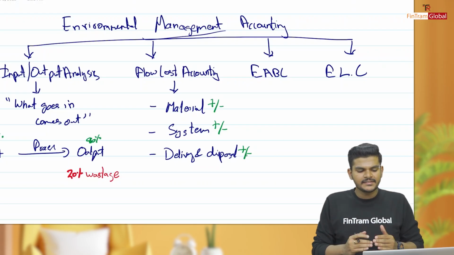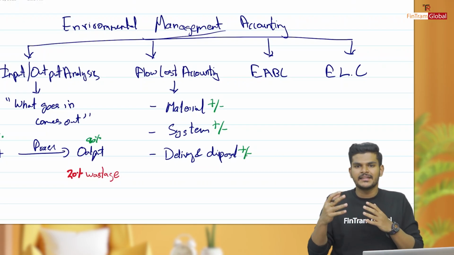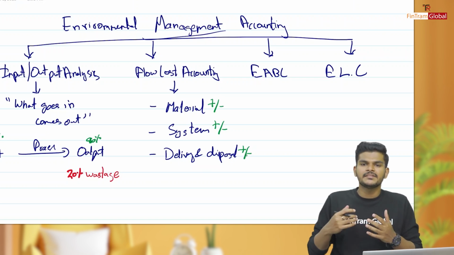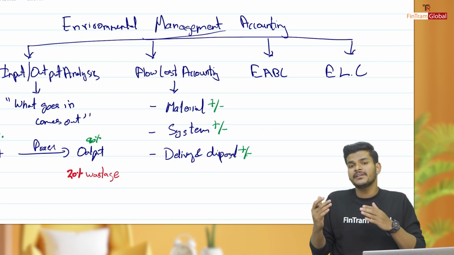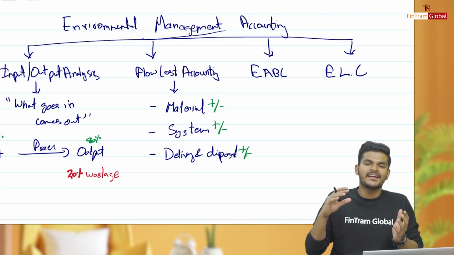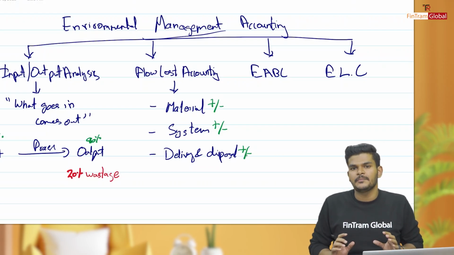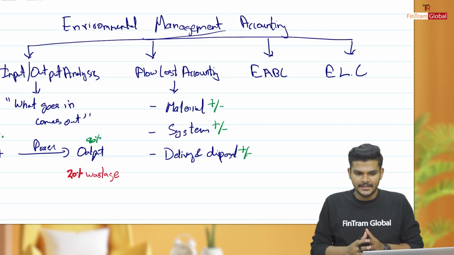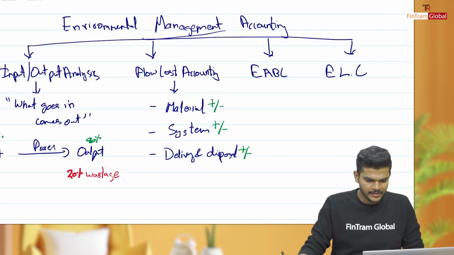So under each of these categories, material, systems, which is the handling of the materials and everything, and then delivery and disposal, there would be certain positive outputs as well as some negative outputs, right? So by conducting an analysis of both these aspects, we will be able to minimize the wastage. That's basically the idea behind flow cost accounting.